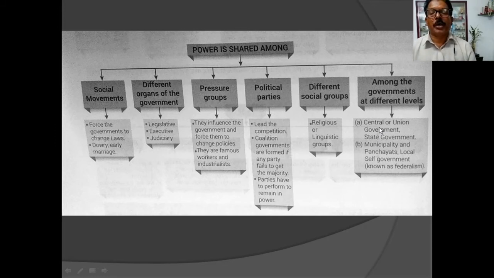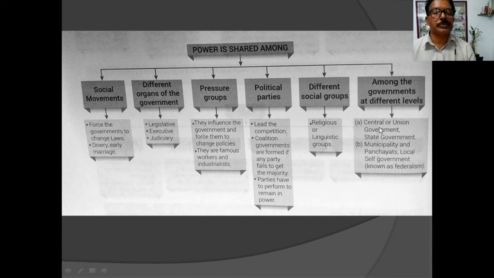And another one, we see how power is shared by pressure groups, social movements, political parties. The pressure groups influence the government and force them to change policies. They are famous workers and industrialists. Social movements force the governments to change the laws. We have the example of how the dowry system changed, early marriage changed. We have so many movements, the women's movement, the environmental movement. So it can bring about a change.